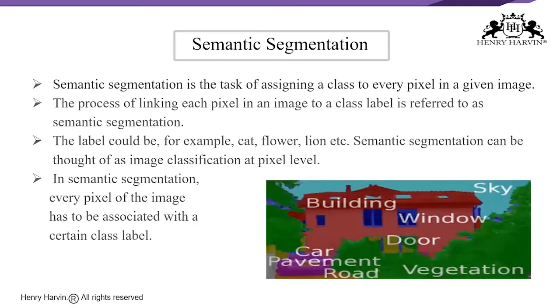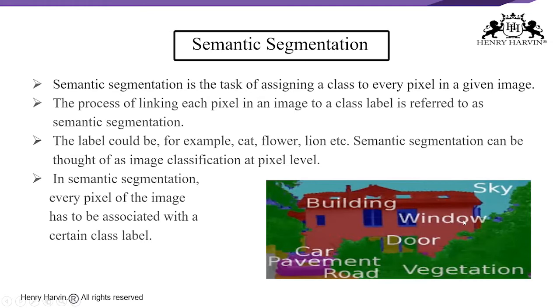So now let us look into this picture. What do you observe in this picture? You can see a building. There are some windows. There is a door over here. And there is a car, pavement road, vegetation. Can you see all this? See, there are multiple windows, but you could see that only one window, right?